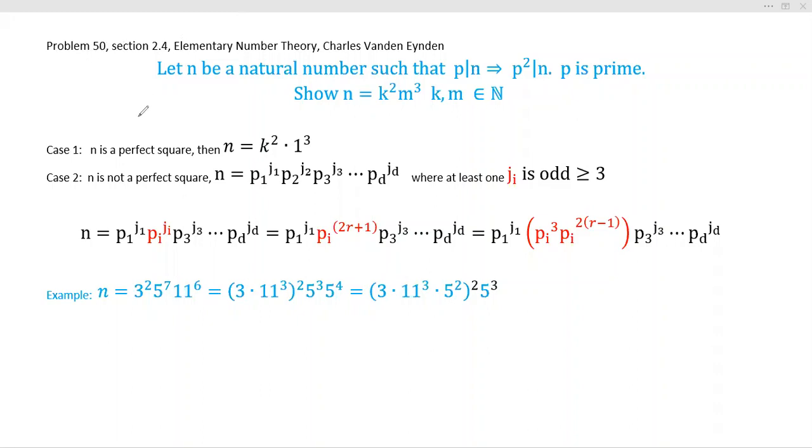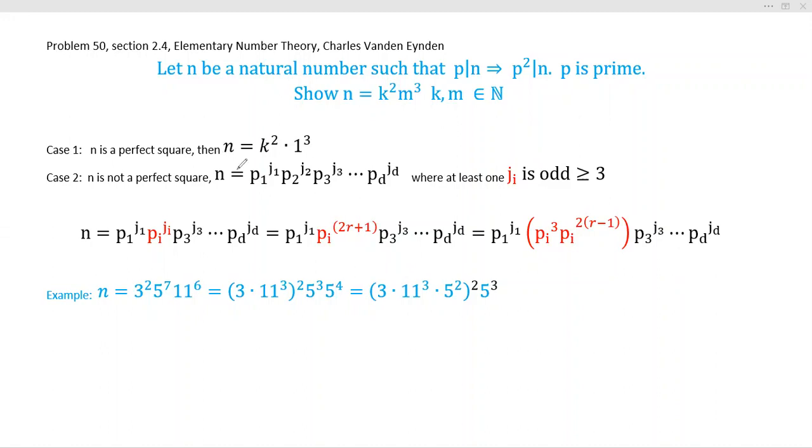And we're supposed to prove a result: if n has a certain property, namely that if p is a prime factor of n, then p squared is also a factor of n, then n can be written as the product of a square and a cube.